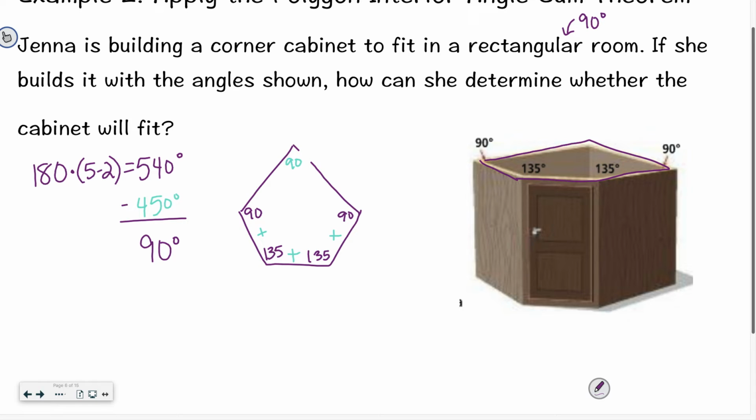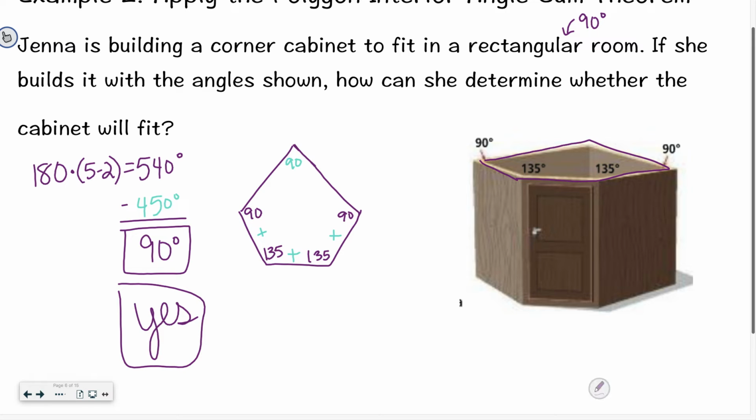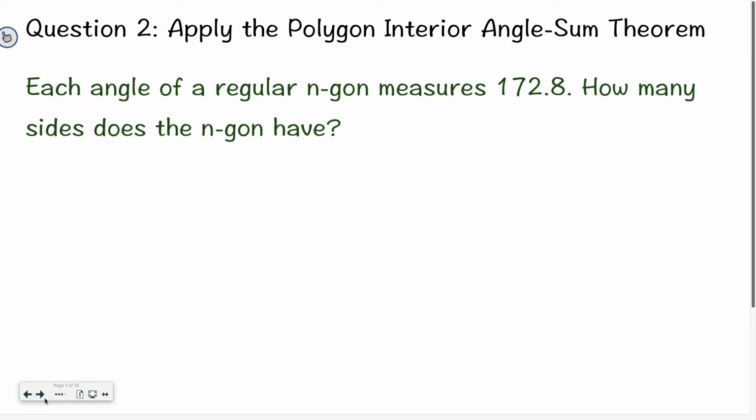So then we want to know, will this cabinet fit in the corner of a rectangular room? Yes, because it has a 90-degree corner to it. So you would say yes, because of the 90-degree corner. Okay, so now I want you to try something that's similar to that. It is a little different, but I want to see if you can figure it out.